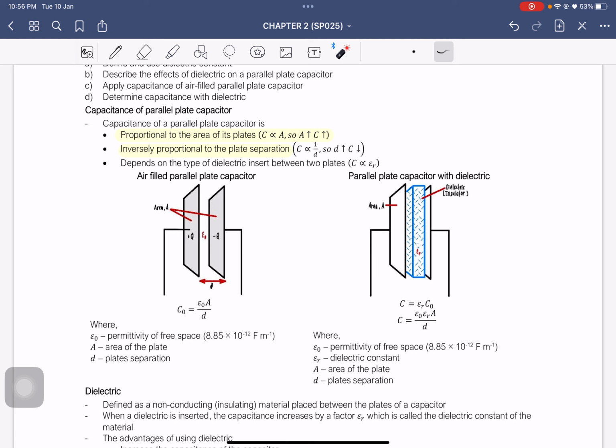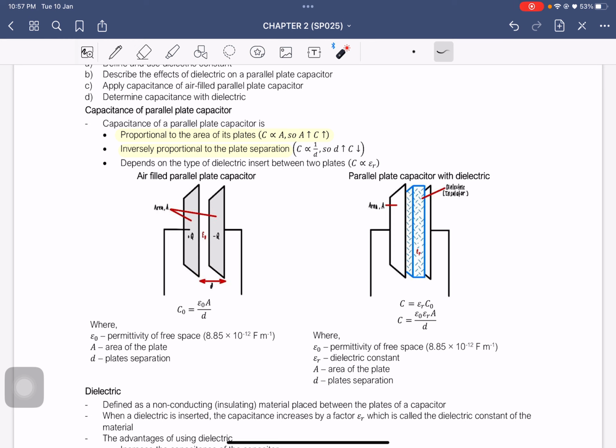So for air-filled parallel plate capacitor, the equation is C naught equals epsilon naught A over D. Okay, so epsilon naught here is the permittivity of free space. The value is 8.85 times 10 to the power of negative 12 farad per meter. Okay, so if you can't remember it, don't worry, it is in your formula sheet. And then A is the area of the plate, and D is the plate separation, which is the distance between these two parallel plates.